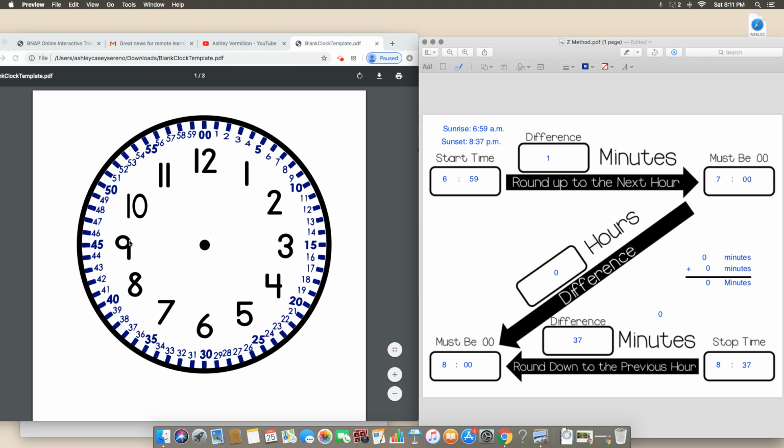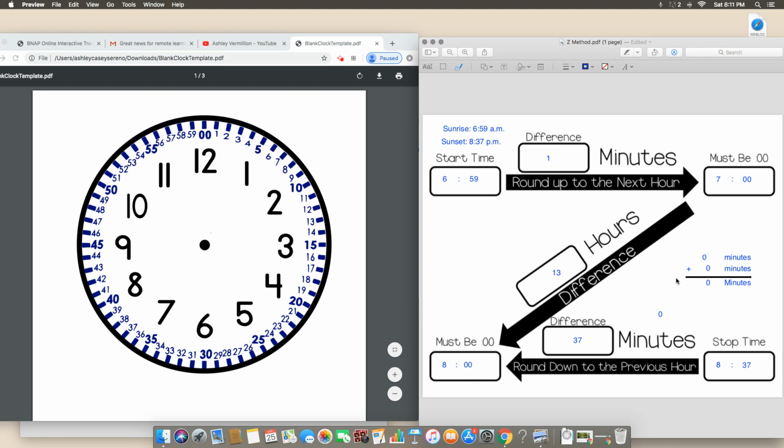1, 2, 3, 4, 5, 6, 7, 8, 9, 10, 11, 12, 13. This means that there were 13 total hours of daylight yesterday.